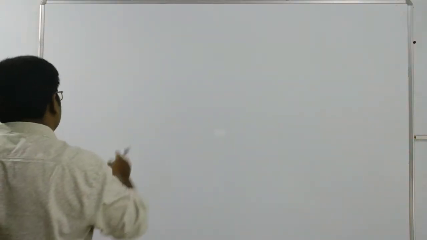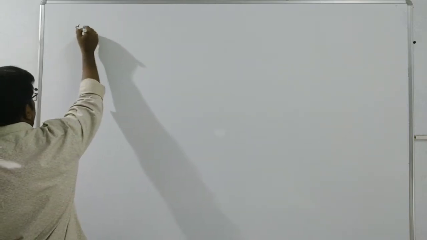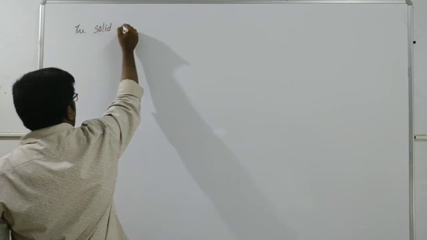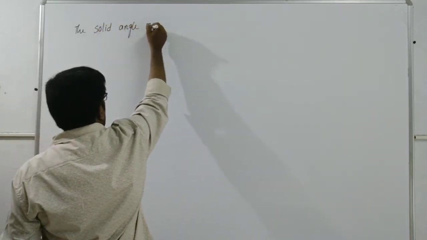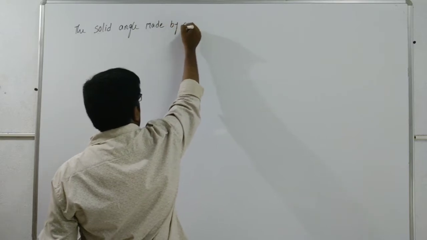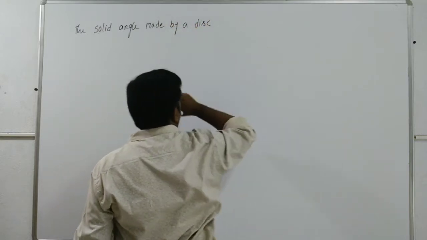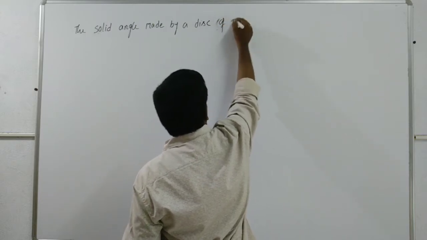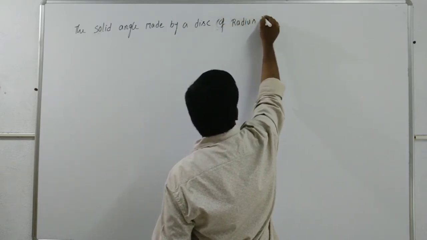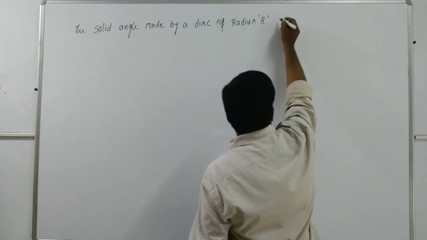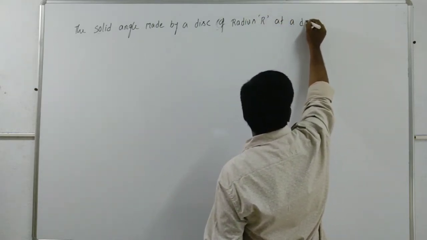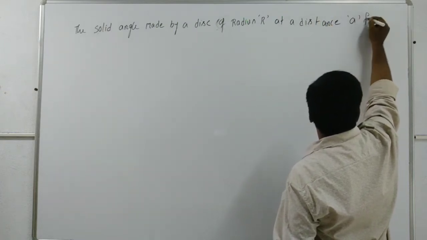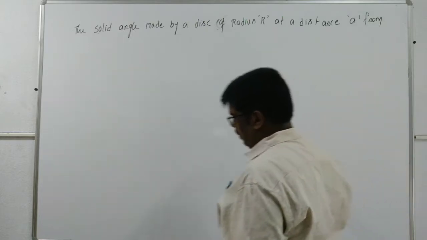So the solid angle made by a disc of radius R at a distance A from its center.